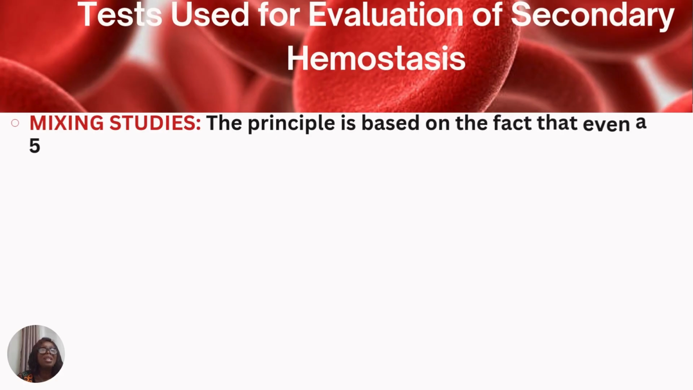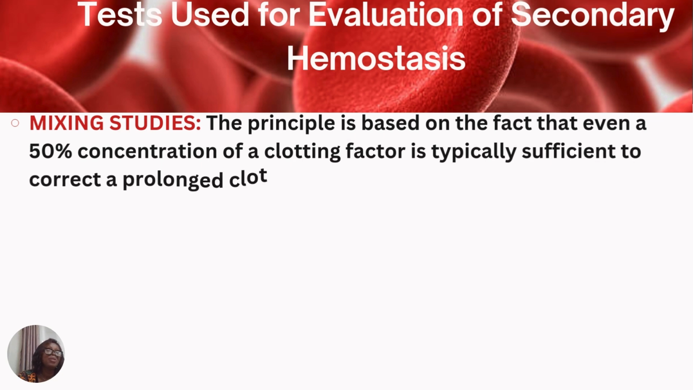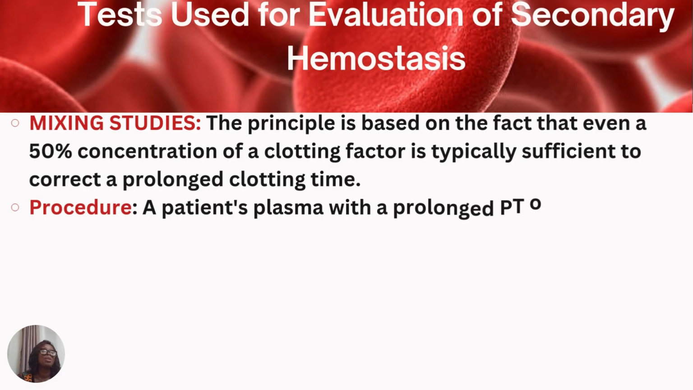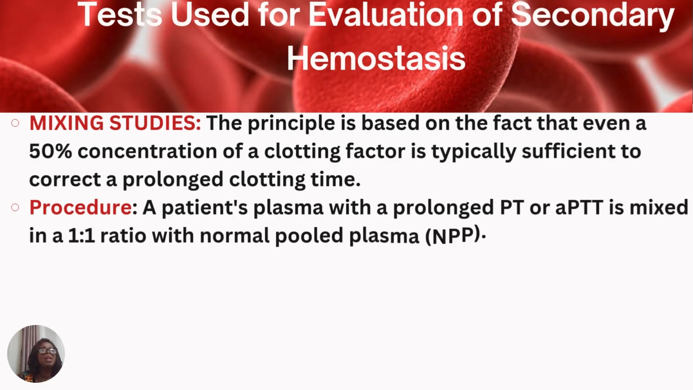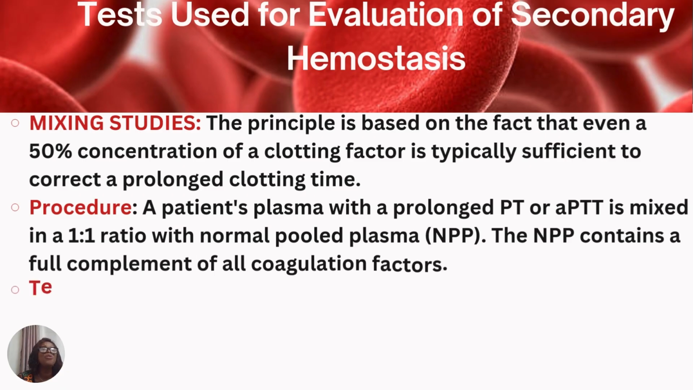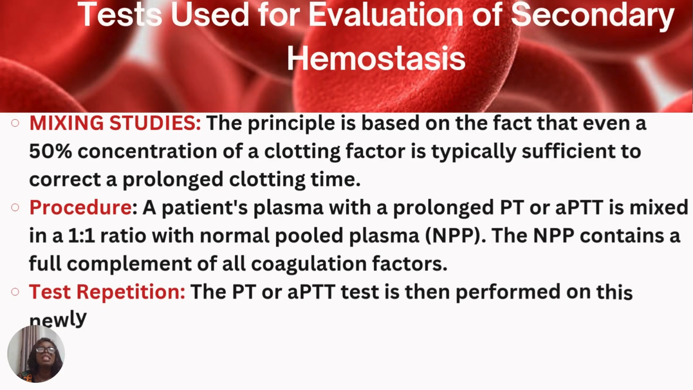Now, what is this mixed studies all about? Like I said, it's used to differentiate deficiency from inhibitors being the cause of prolonged either PT or aPTT. The principle is based on the fact that even a 50% concentration of a clotting factor is typically sufficient to correct a prolonged clotting time.